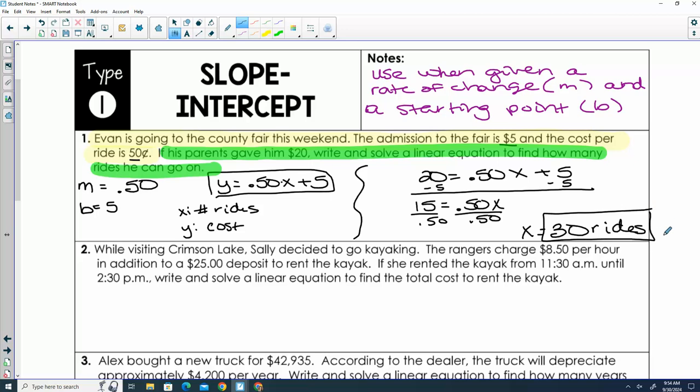So my answer is 30 rides. On these word problems, I am expecting a label. If you just tell me 30, I am going to take off. I need to know what is 30. 30 what? So you have to tell me. That means if he has $20, he is able to ride 30 rides. So several things here. We have to write our equation by finding our slope and y-intercept, then we have to be able to solve the problem given. Are there questions on this one?